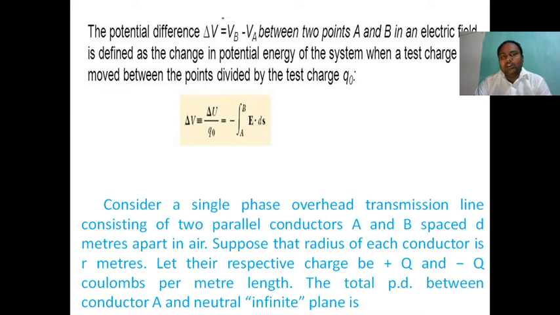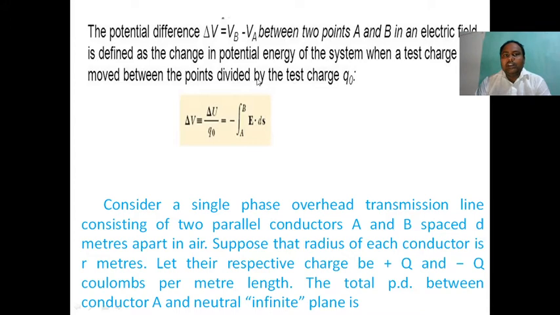Charge per unit voltage. V is nothing but the potential difference. So first we find the potential difference. What is the potential difference? The potential difference delta V is equal to VB minus VA between two points A and B in an electric field, defined as the change in potential energy of the system when a test charge is moved between the points, divided by the test charge q0.